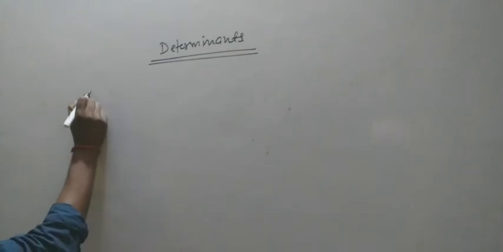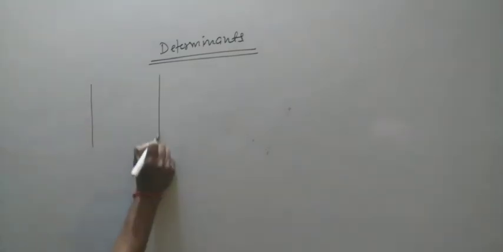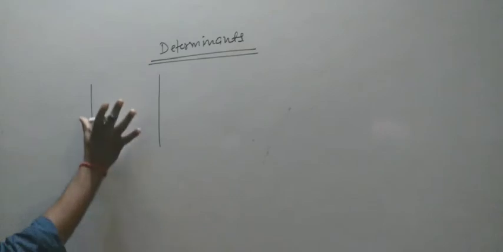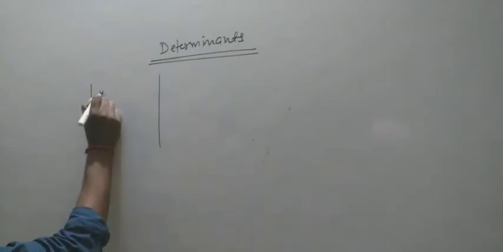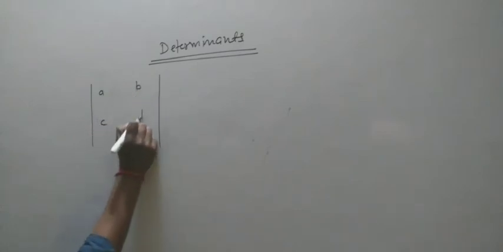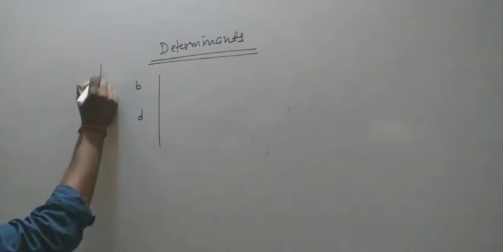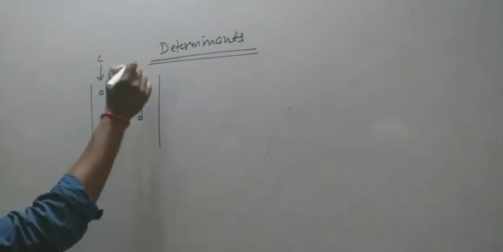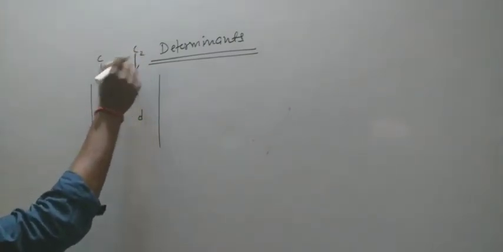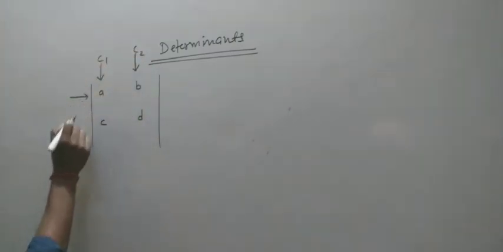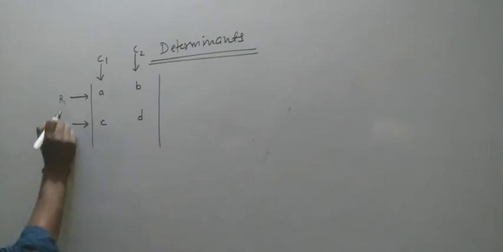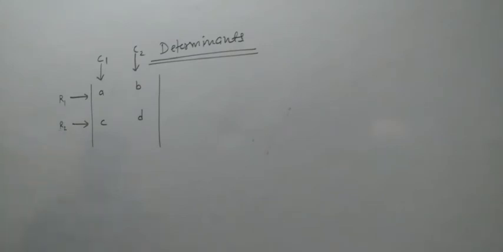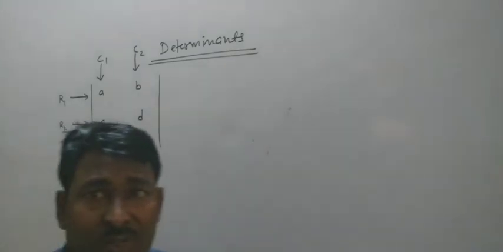Okay. In determinants, what is a determinant? If some elements are written within two vertical lines in the form of rows and columns like A, B, C, D. Just see here, these vertical lines are said to be columns. So, two columns are here, C1, C2, and horizontal lines are said to be rows. In the case of matrices, we have already seen row number 1, row number 2. Here two rows and two columns are there.